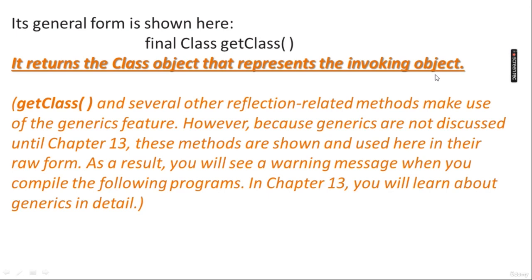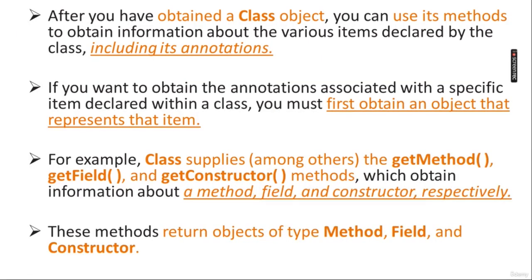how generics are implemented. After you have obtained a class object, you can use its methods to obtain information about the various items declared by the class, including its annotation. Okay. First of all, what will you do? You will get the class object using the getClass method. After that, you have multiple methods in reflection. Using those methods, you can obtain whatever annotations are declared in that particular class object.